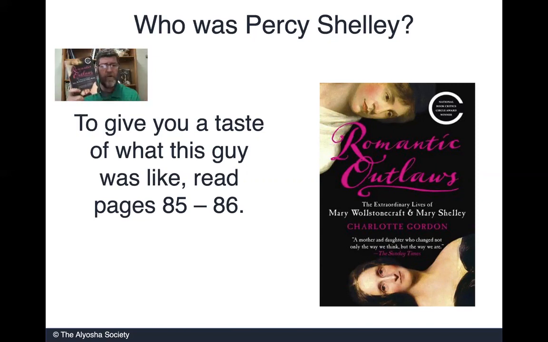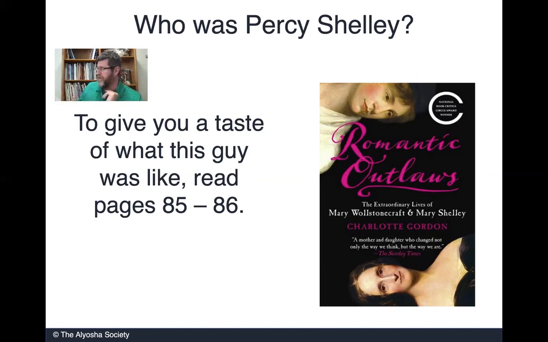So what Charlotte Gordon is doing in this book is alternating back and forth. She'll do one chapter on the daughter, then a chapter on the mother, and she bounces back and forth. But in the book, she describes Percy Shelley. And I'll warn you ahead of time, it ain't pretty. This is Percy as a little boy. I'm on page 85. You can see it right there.